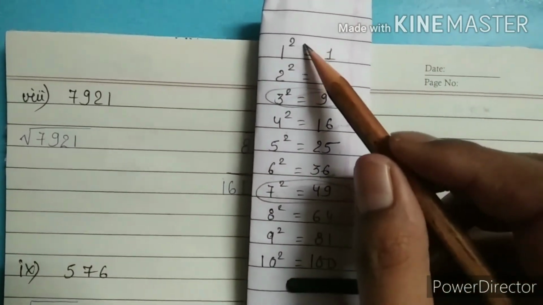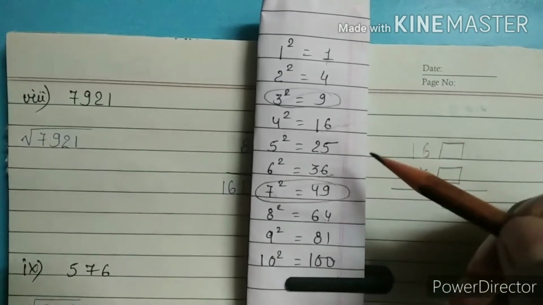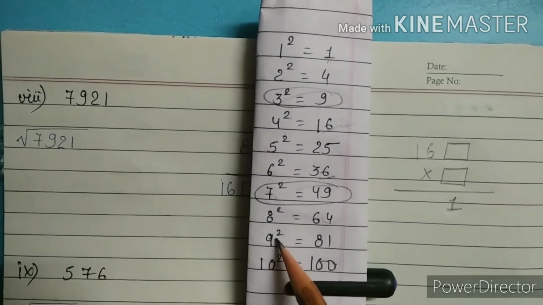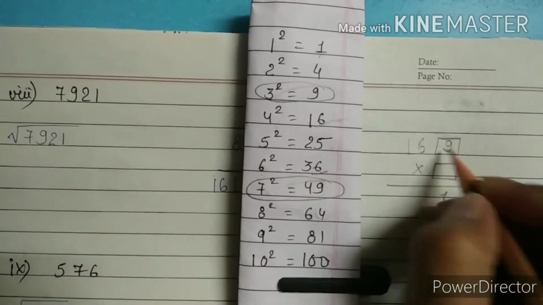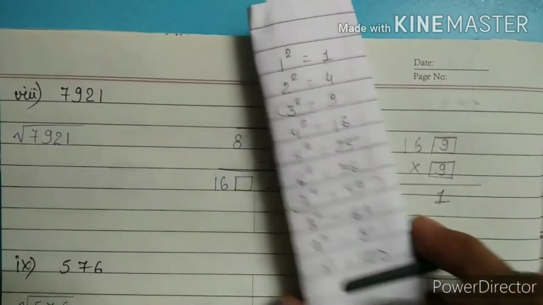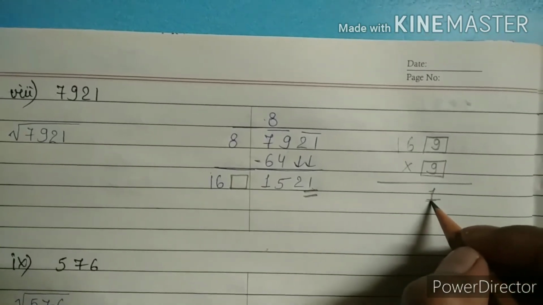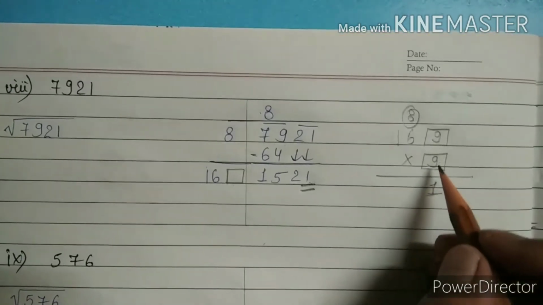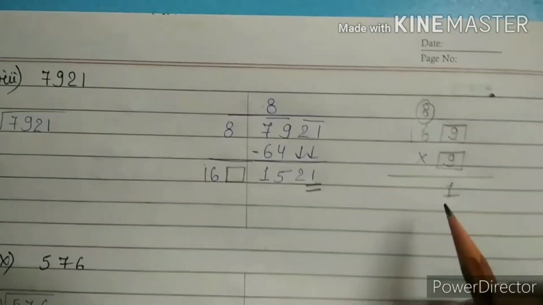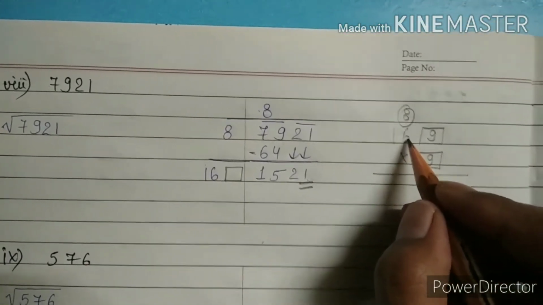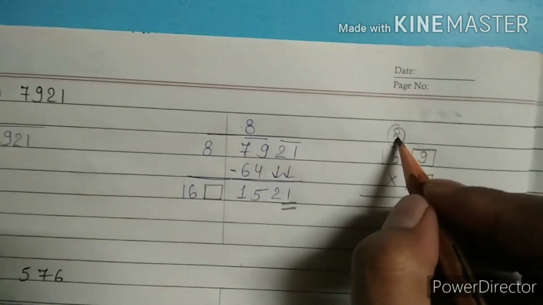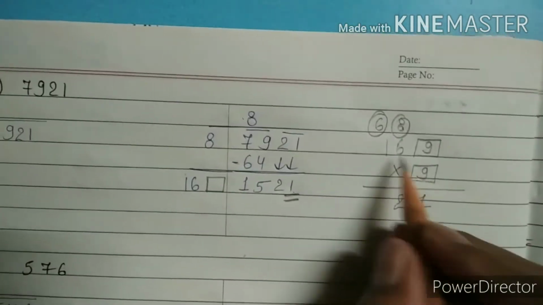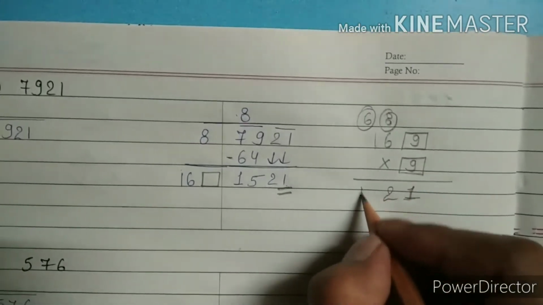We will not check 1 square because the same number will come and nothing will increase. So we will put 9. If I put 9 here, the same number 9 goes here. 9 9s are 81, 1 here and 8 carry. Now 9 6s are 54. 54 plus 8 is 62. 2 here, 6 above. 9 1 is 9 plus 6 is 15.